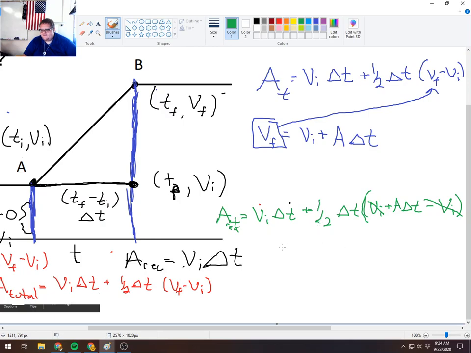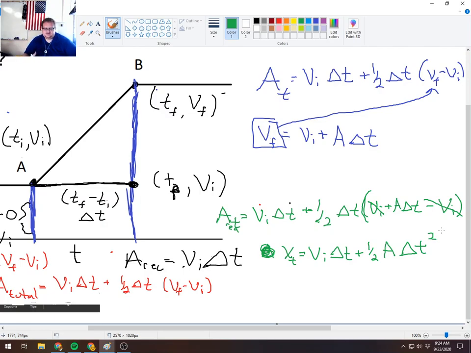So then I have the total area, and really I'm just going to write this as the displacement. The total displacement is going to be vi delta t plus 1/2. Now look what happens. I'm going to multiply delta t times a delta t, so delta t times a, so the a is there, and then delta t times delta t is delta t squared. And realistically, we know this is the change in time.